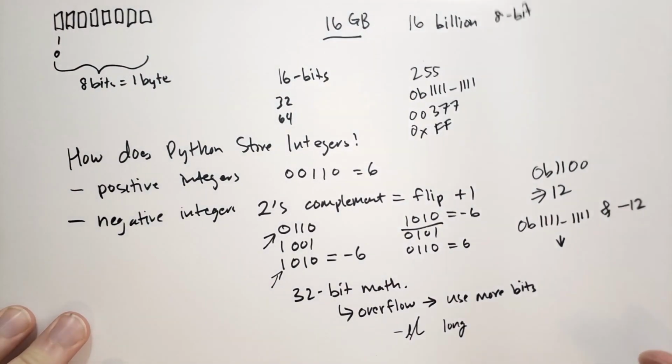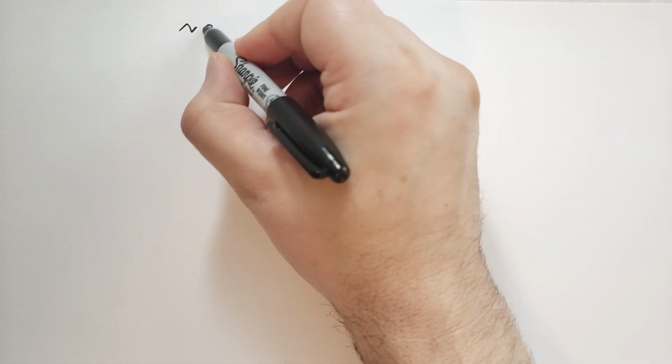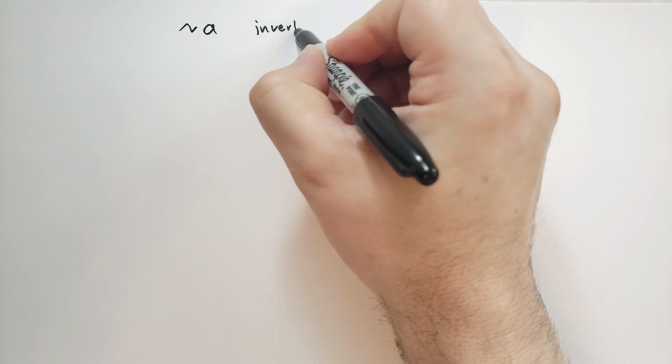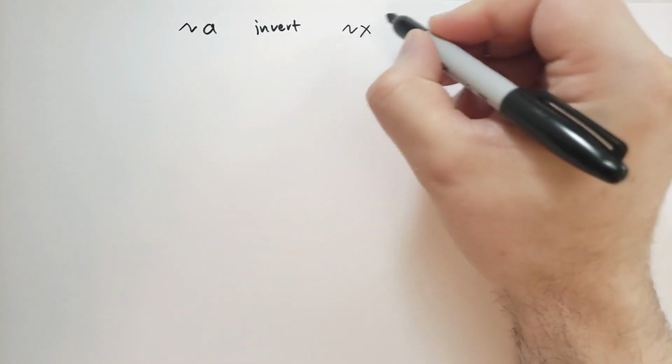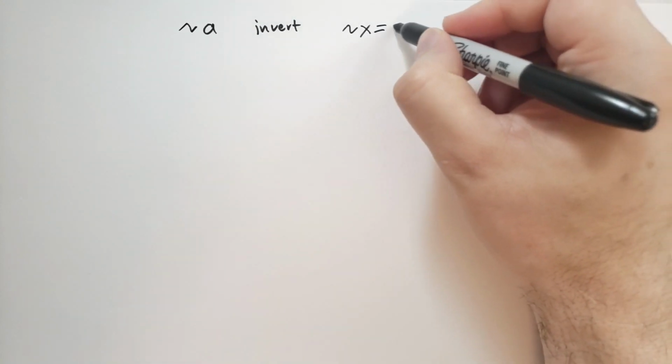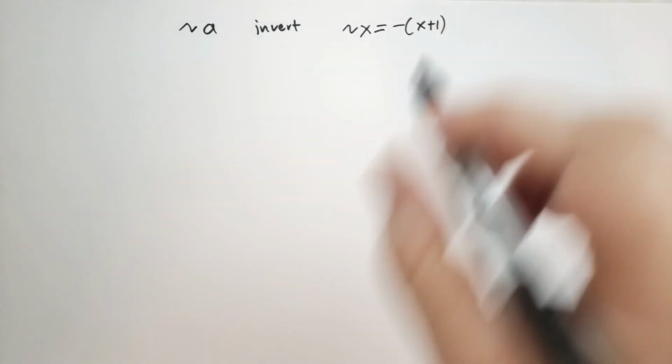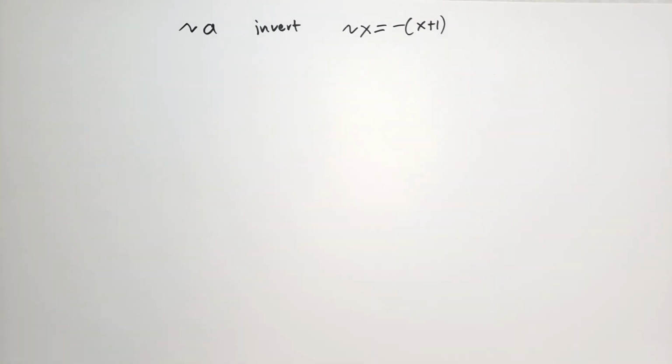Okay, let's do some binary math. What are the math operations that you can do? We call these bitwise operations because they operate on the bits. The first is invert. Because of 2's complement, when you invert some value, that's going to give you minus that value plus 1. And if you don't know why, you can play with the algebra of what it means to do 2's complement.